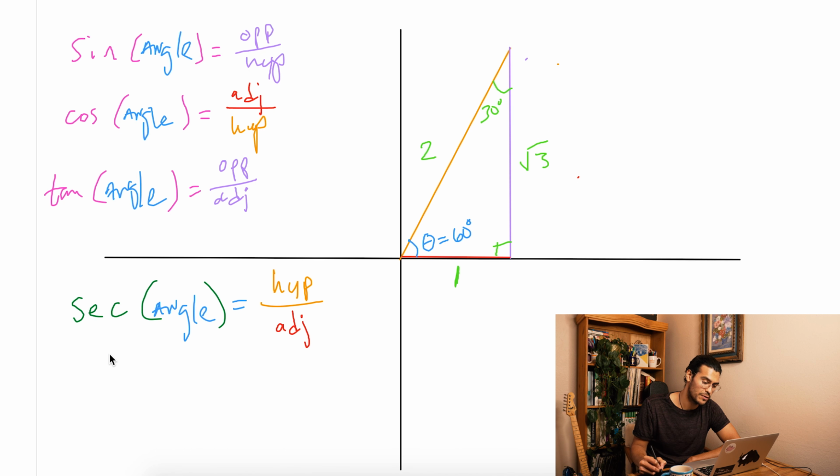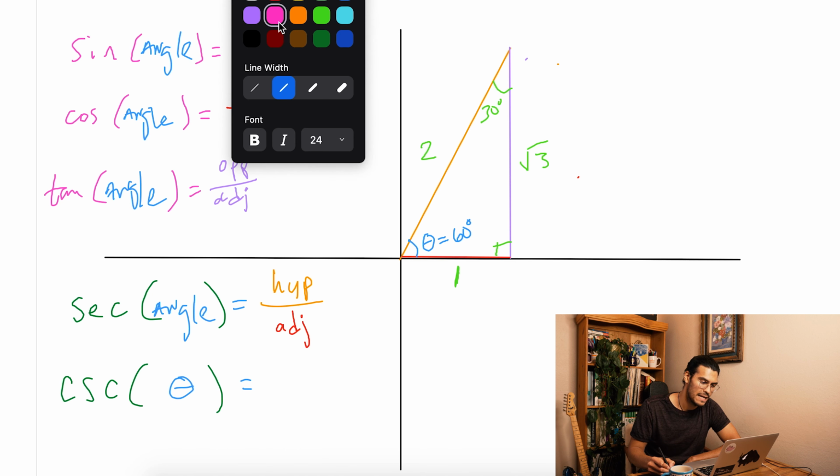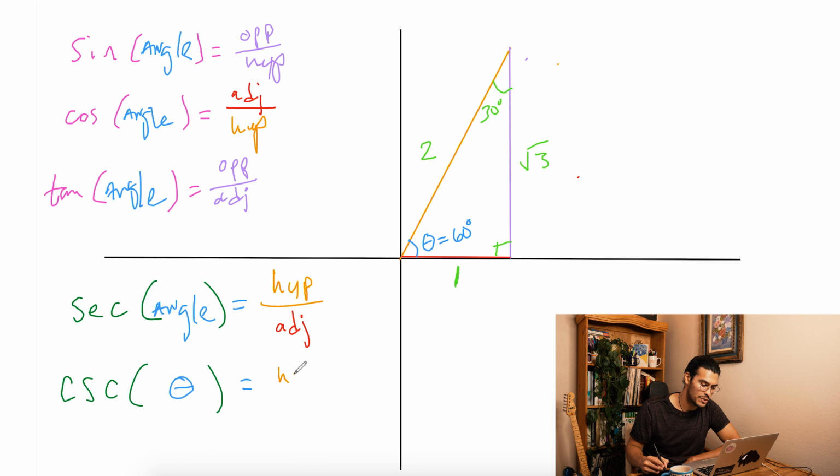Let's look at what the ratios of cosecant are. Cosecant we're going to abbreviate as CSC. Well, cosecant corresponds to hypotenuse over opposite. So if cosecant corresponds to hypotenuse over opposite, what is that a flip of? And hopefully we can see that it's a flip of sine.